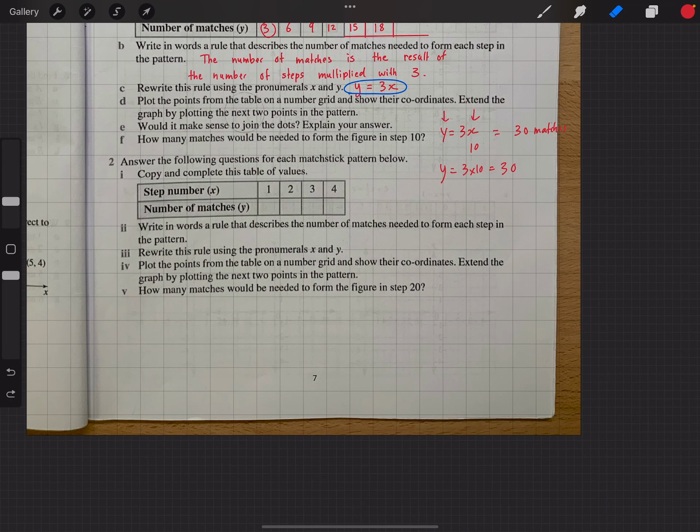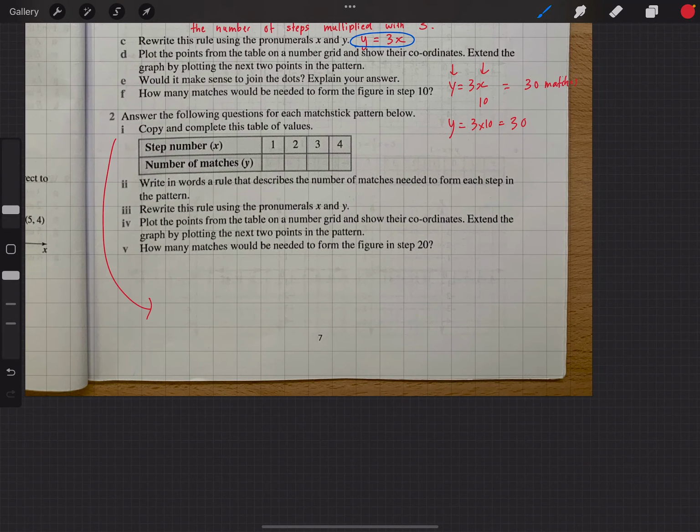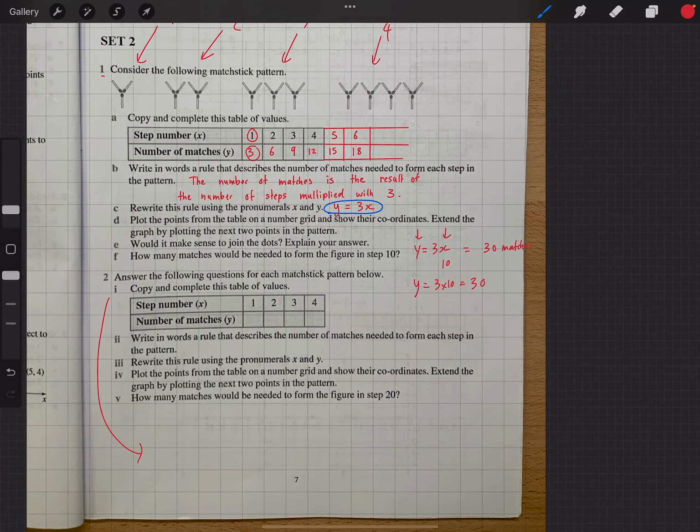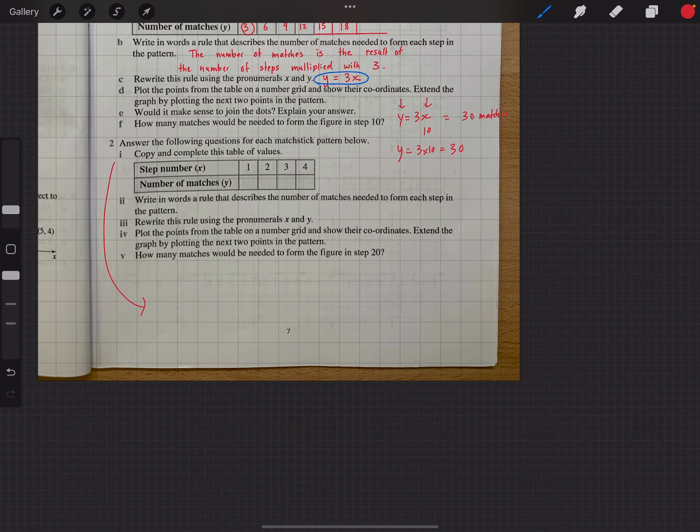So question 2 says, answer the following question for each matchstick pattern below. And it says 1, copy and complete this table value. So we can't do this question because there's no diagram for the matchsticks. Like in question 1, there's this diagram here. But for question 2, for some reason, I don't know if it came from the printing or the editing, there's no picture. So we can't do this question. So we can just skip this question and move on to the next page.